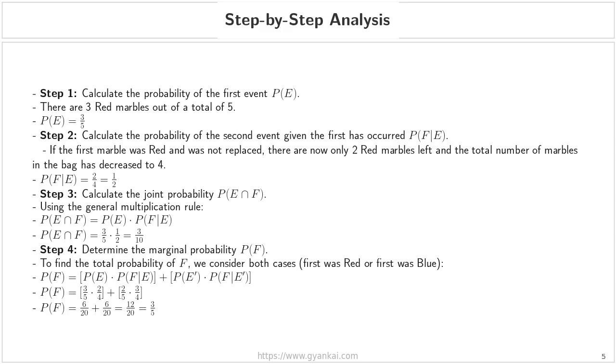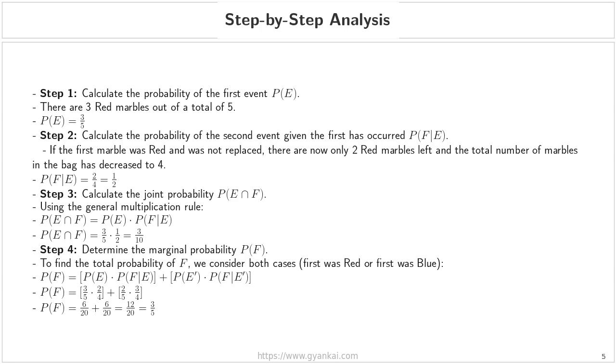Now, step 4 is a bit more involved. We need to determine the marginal probability of event F, which is the overall probability that the second marble is red, regardless of what happened first. To find this, we have to account for both possible paths. Either the first marble was red or the first marble was blue. We calculate the probability of the first being red and the second being red, and add it to the probability of the first being blue and the second being red.